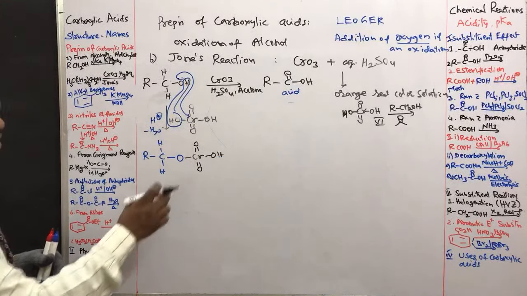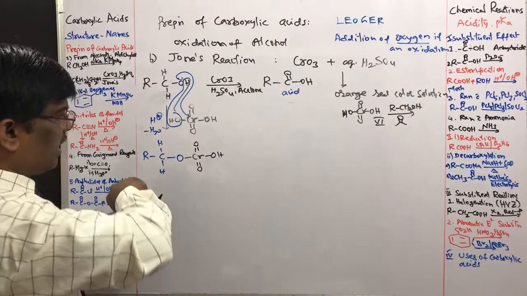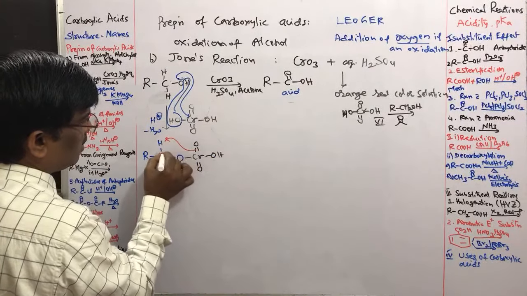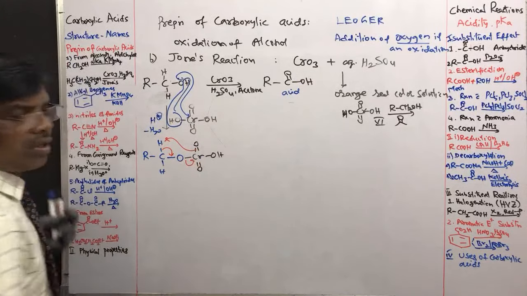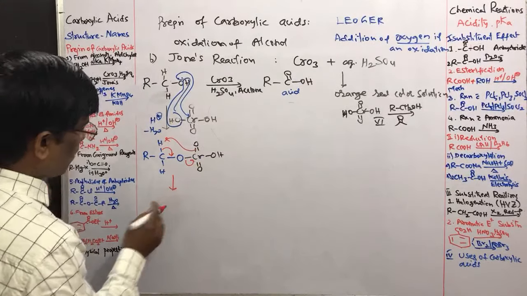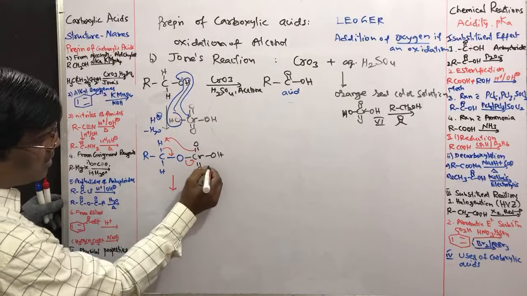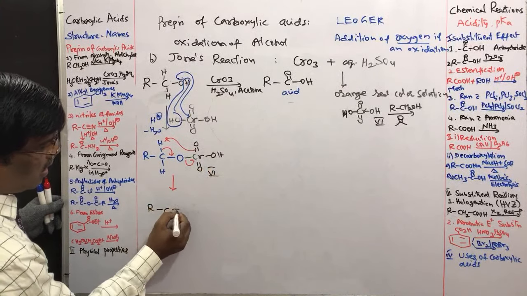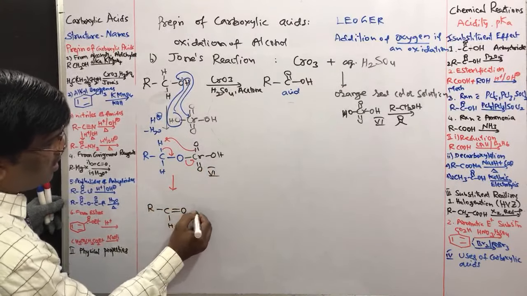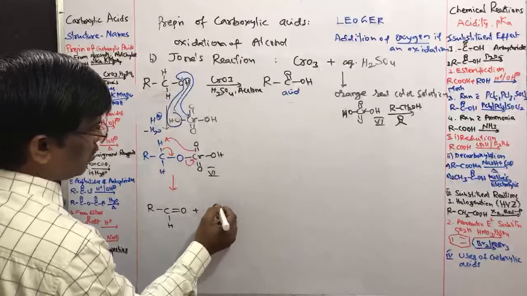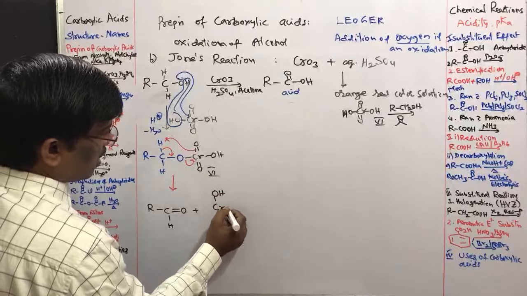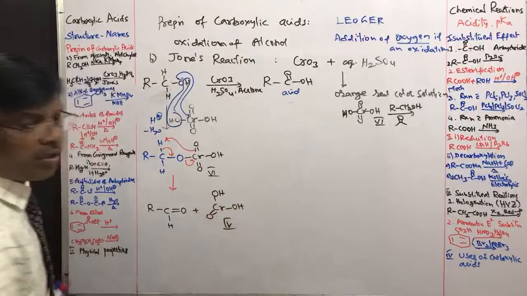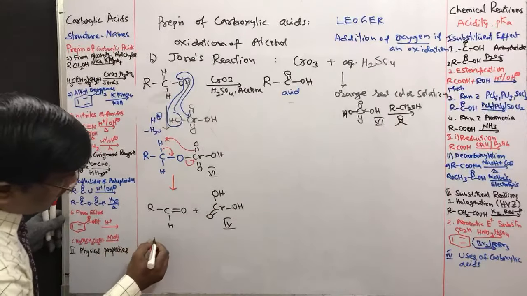Yes, students. So at this stage, this proton is going to be taken up by this oxygen. What is the oxidation state here? 6. R, C, O, hydrogen, and plus here chromium is going to be OH and OH, and this is chromium 4, the complex is going to be out. So this is the aldehyde.